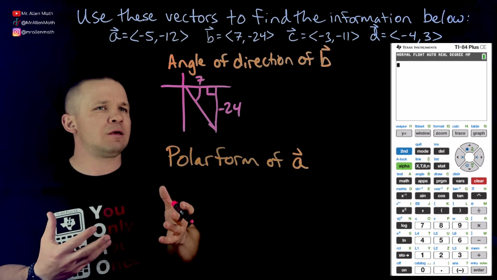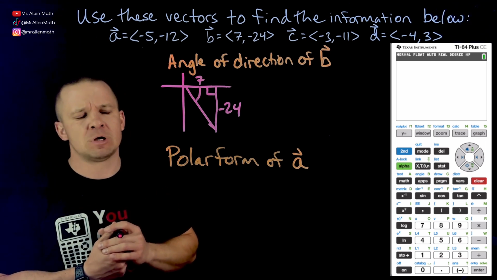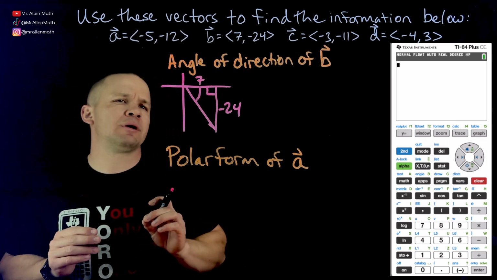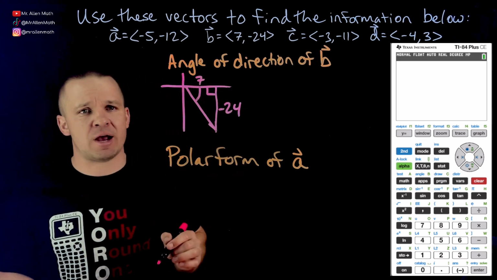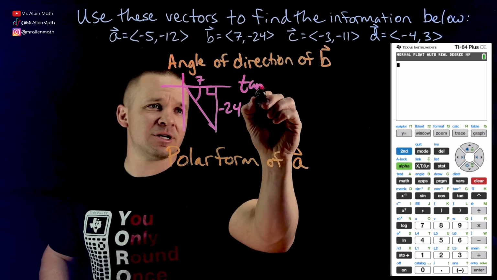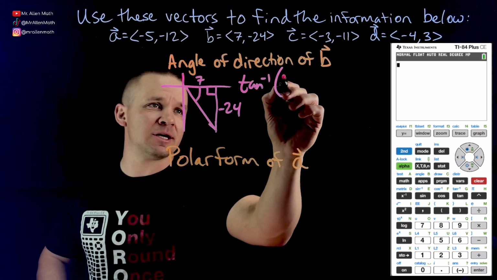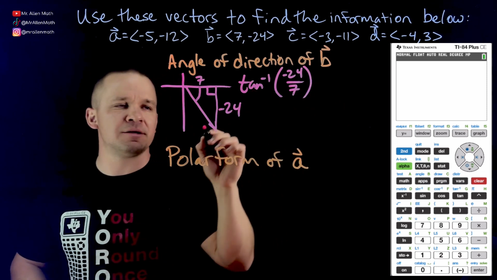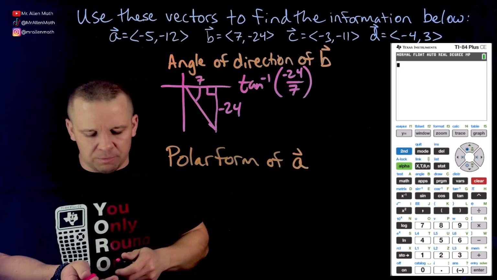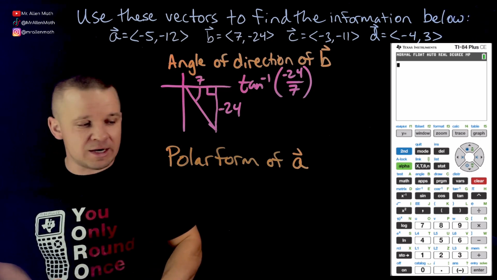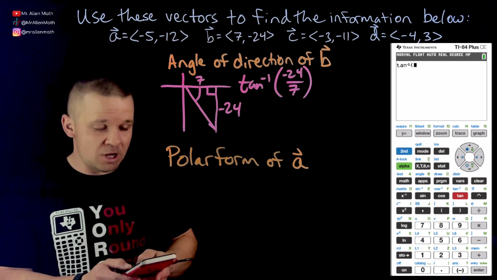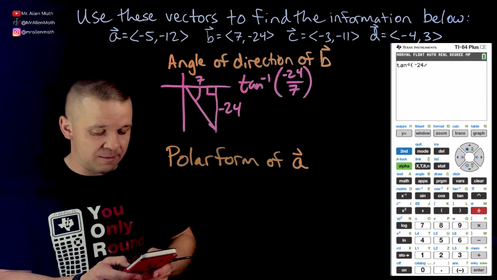So how might we get that? Well, I've got an idea. My old friend, trigonometry, right? If I've got 2 sides of a right triangle, I could use tangent inverse of the opposite, negative 24, over the adjacent, positive 7. So there are 2 ways you can really plug this in, in my opinion. All right, now we could do second tangent of negative 24 divided by 7.